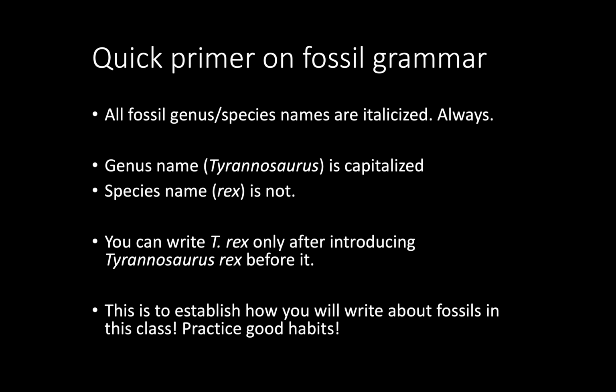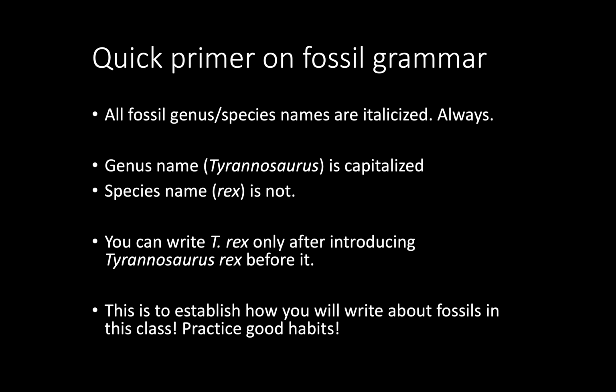Okay? All right, so quick primer on fossil grammar, because this is a paleo class, of course. You're going to need to learn a little bit about how we write about fossils. I will be modeling this for you throughout the class, but I will be expecting you to feel more comfortable using this type of grammar as well. So first, all fossil genus and species names are italicized, always. Just like Tyrannosaurus in the next line is italicized, rex is also italicized. Any other, so kingdom, phylum, class, order, and family, not italicized, just genus and species. That's how you recognize it when it's written.